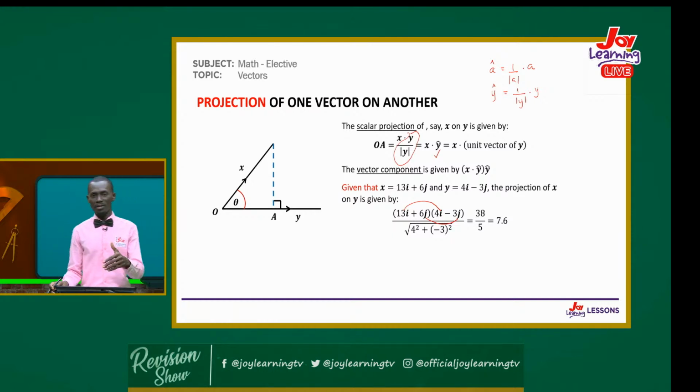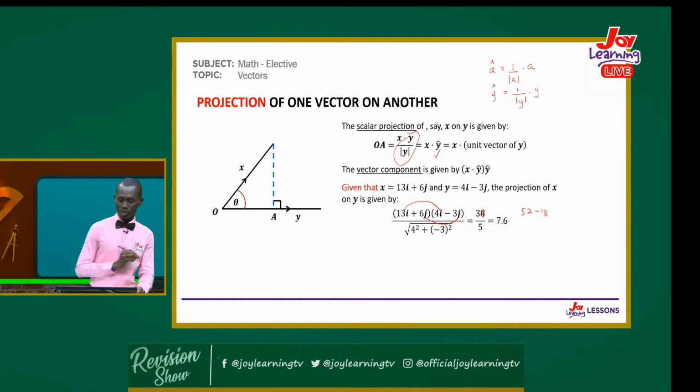So 4 by 13 gives me 52. 6 by negative 3 gives me negative 18. 52 minus 18 should give me 34. 34, I beg your pardon. So this should be 6 point something. All right, but you get the calculation. 34 on 5 will give us 6.8. So that is how we deal with that particular matter.